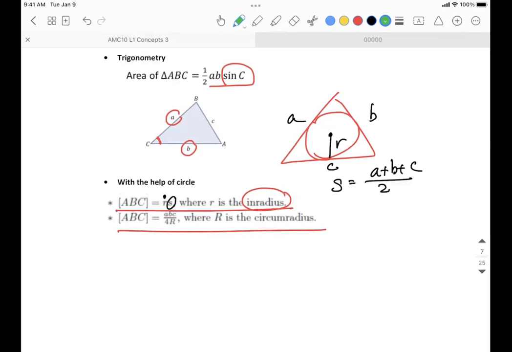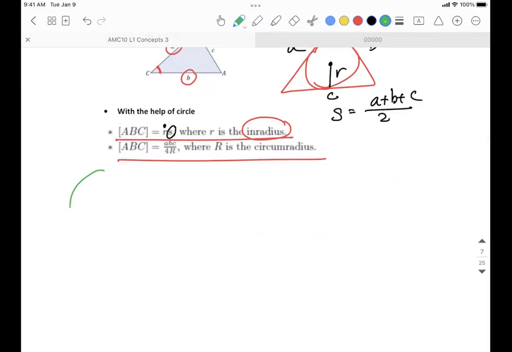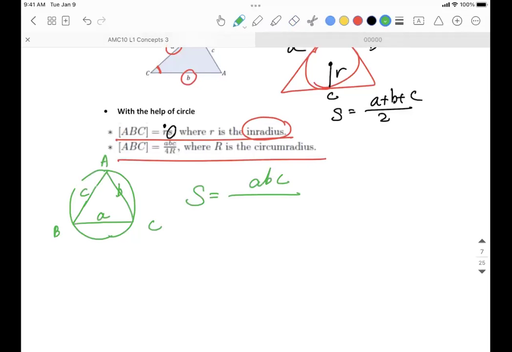Whenever I give you the incircle, we can do this. We can also do something similar if I give you a circumcircle. If this is triangle ABC with sides A, B, C, how do we determine the area of this triangle? The area is going to be ABC, multiplied together, divided by 4 times R. What does this R mean? R is the radius of the circumcircle.